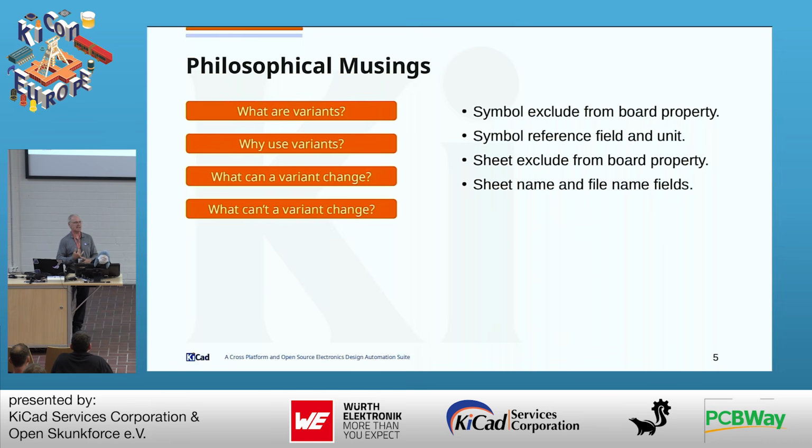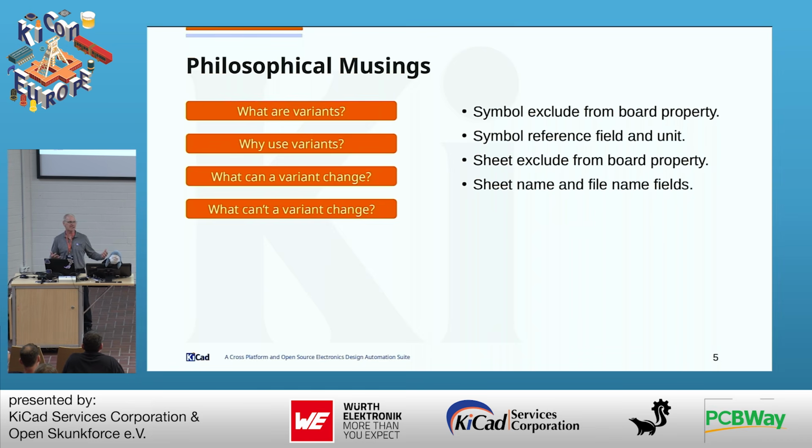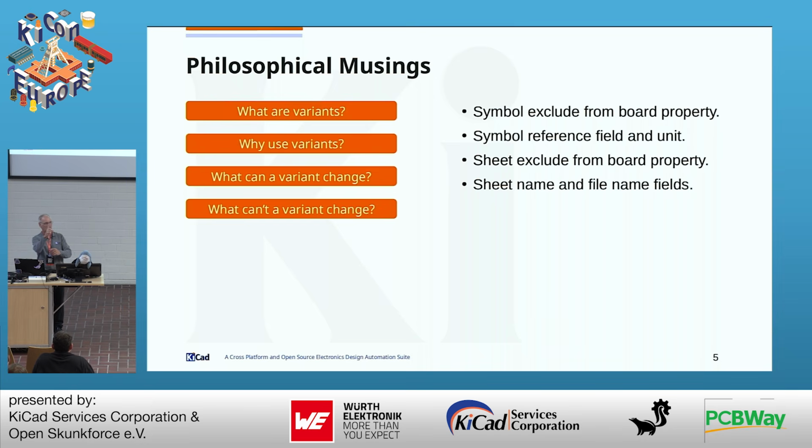Same thing with reference designators. You can't have four different reference designators for the same footprint in KiCad. You get one reference designator.